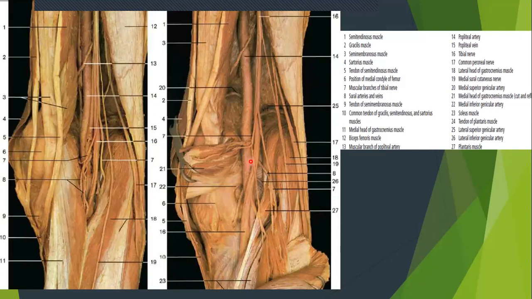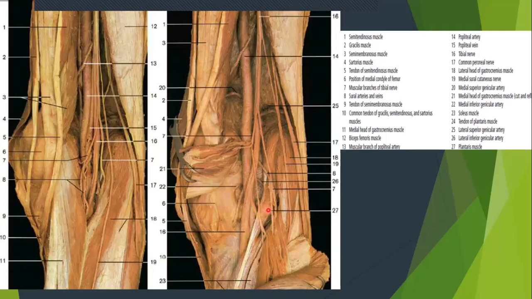Then here, in these second images, you can see the branches. This must be your superior medial genicular artery, superior lateral genicular artery, which is this one. These are the sural arteries and veins. You can pause this video if you want to see it now.